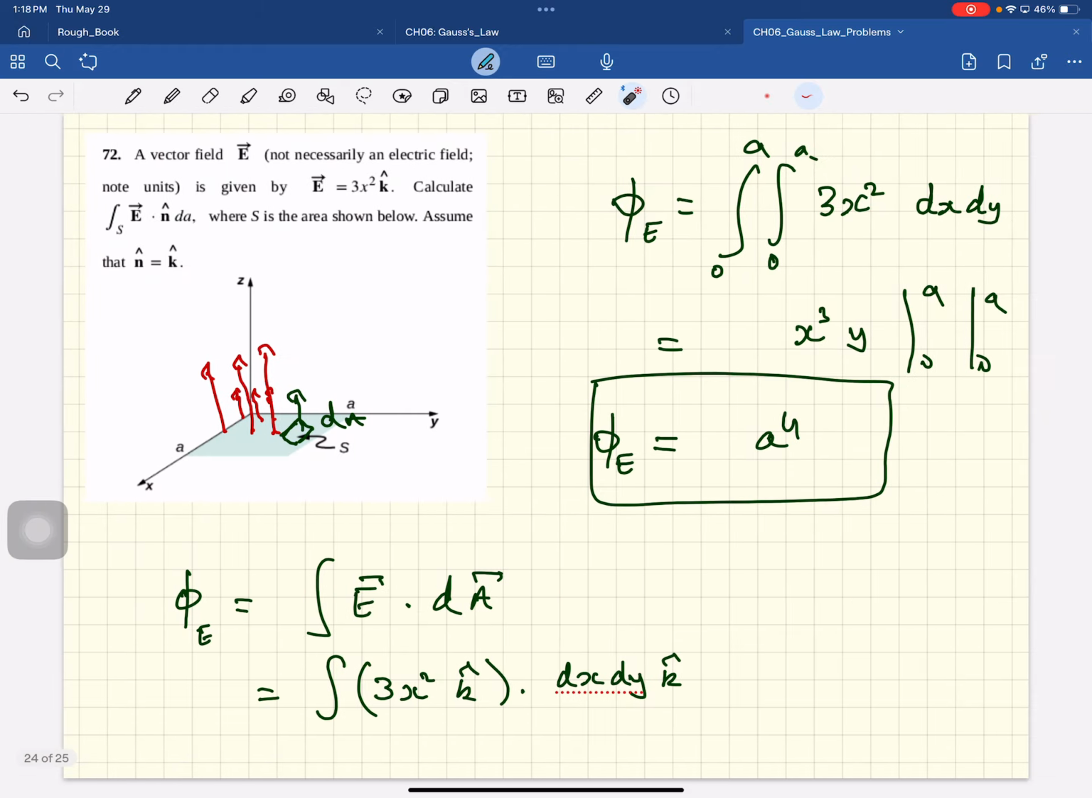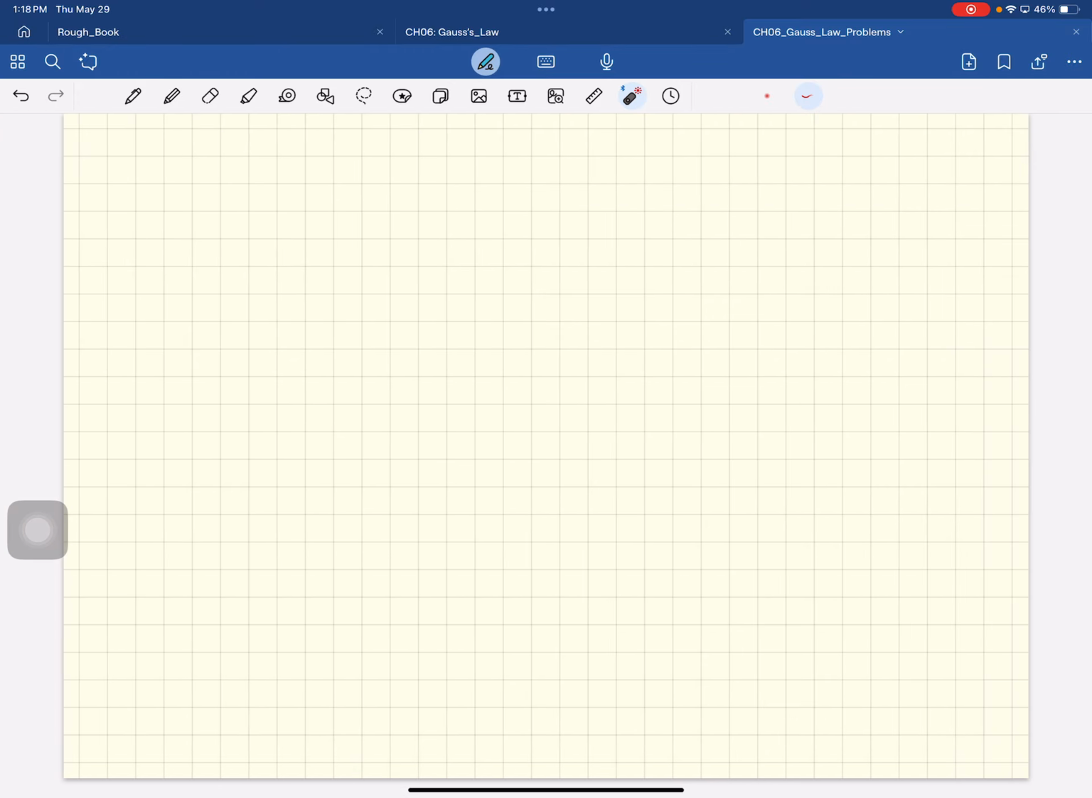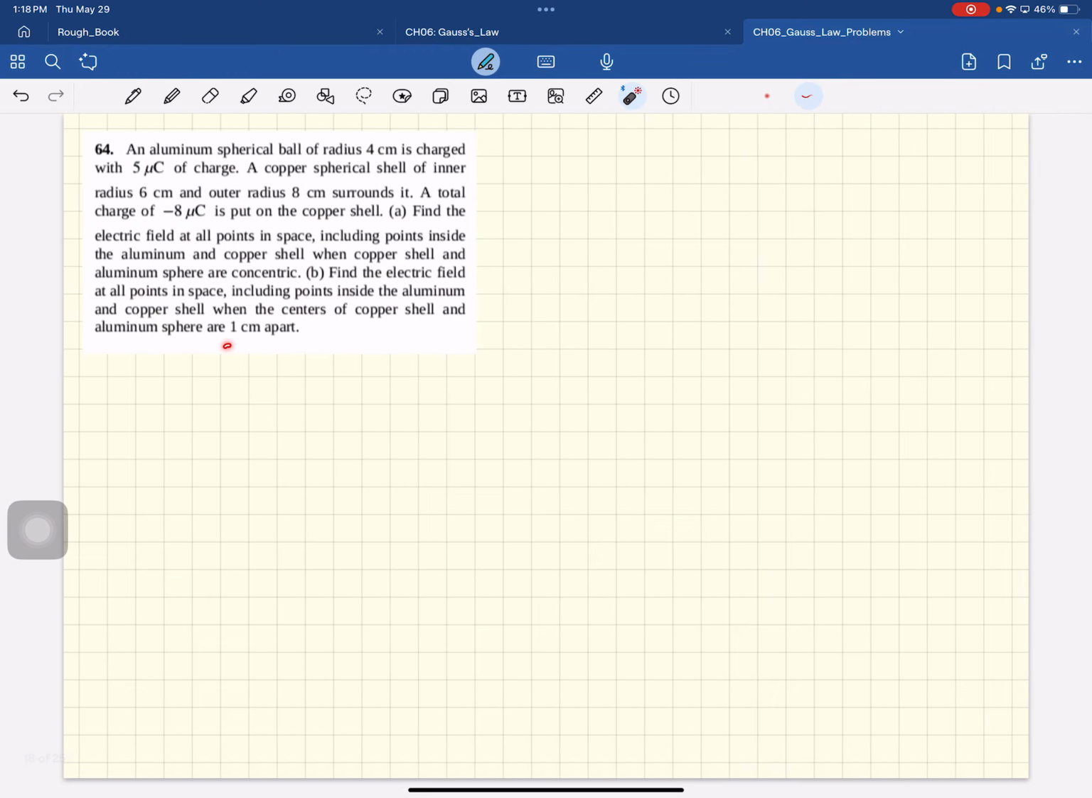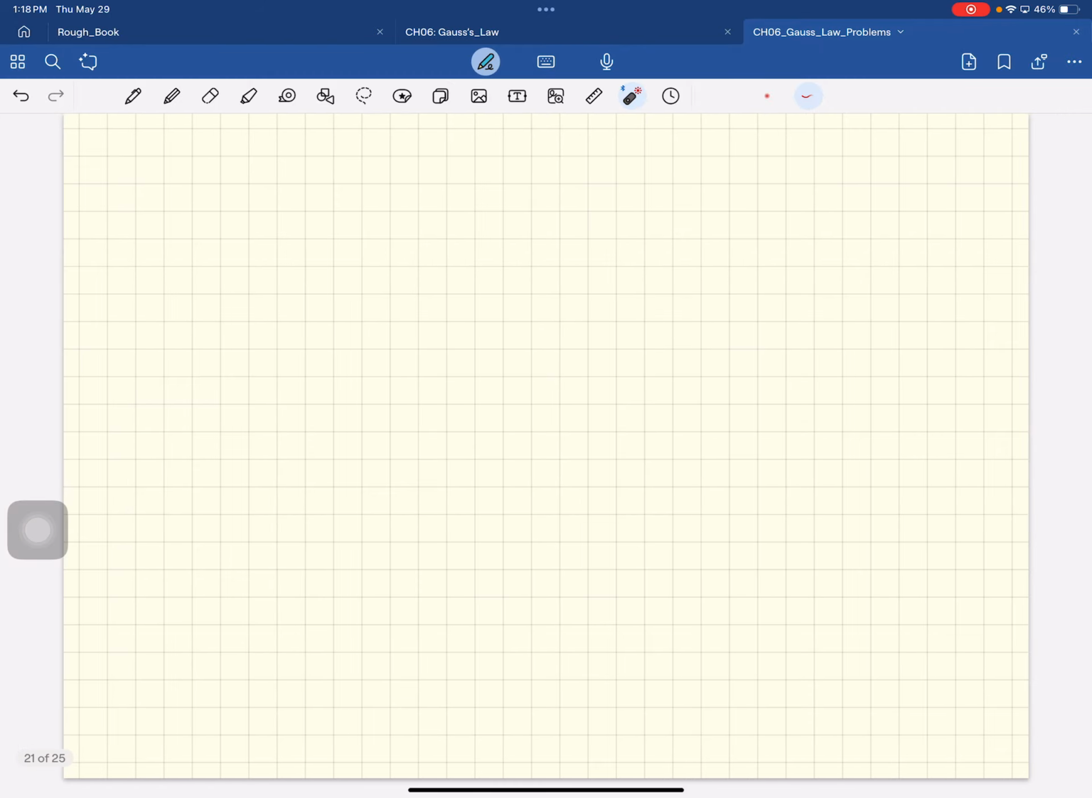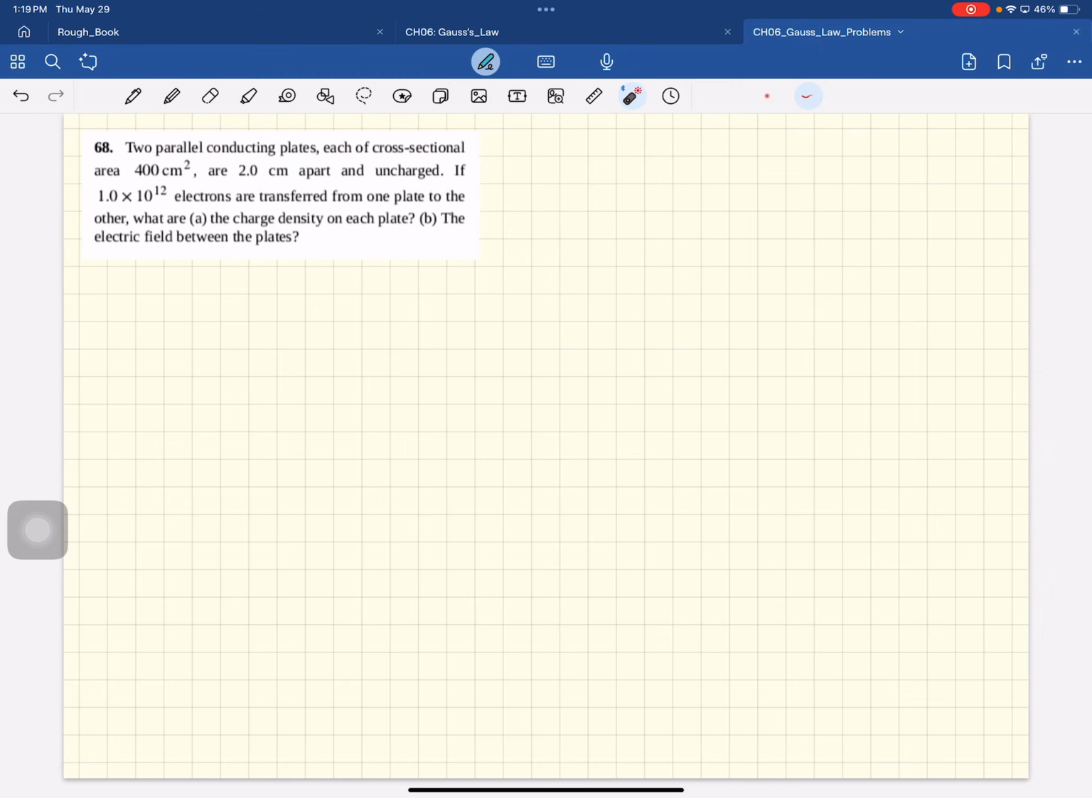Right, I'll do this problem and then I'll just state the result on this other problem, okay? You'll need this for the next chapter. All right, 2 parallel conducting plates, each of cross-sectional area 400 centimeters square, are 2 centimeters apart and are uncharged. So you have 2 plates and they're uncharged. If a trillion electrons are transferred from one plate to another, what are the charge density on each plate?